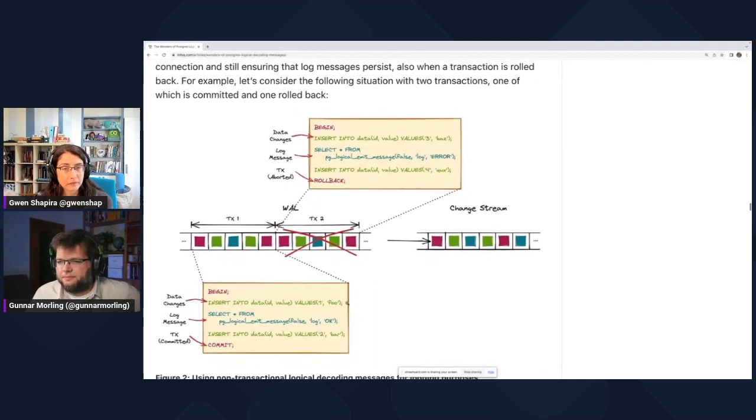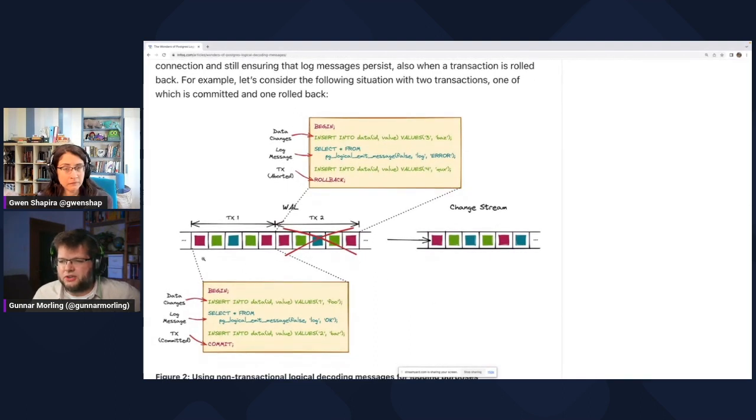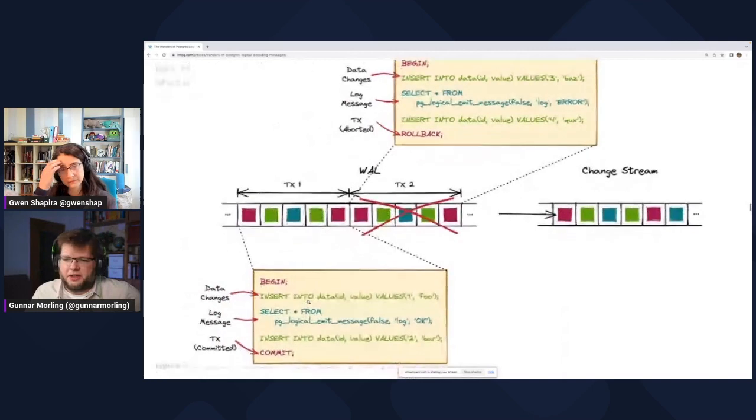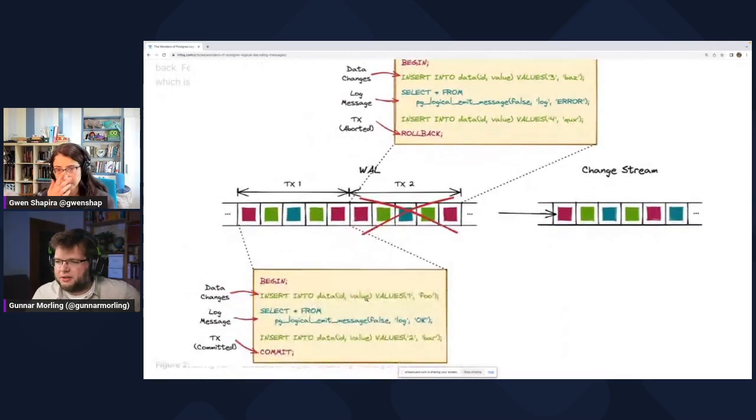So let's say we have this sort of scenario here. We have two transactions. This one here begins, is a bit bigger, does some insert into some table, then emits some log message. In this case, it just says everything's good, and another data entry, and we commit this transaction. So that's the first one.